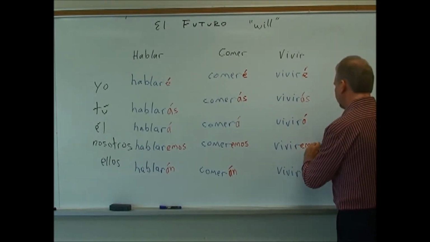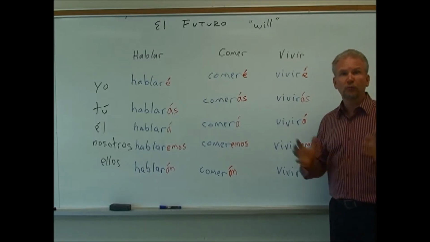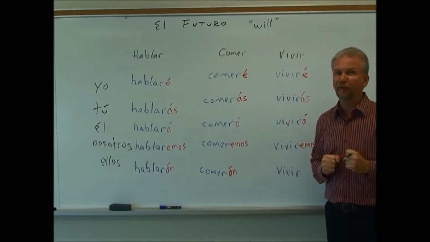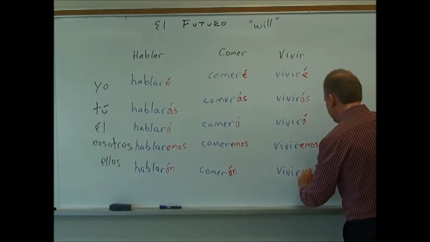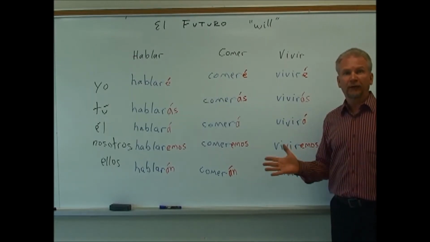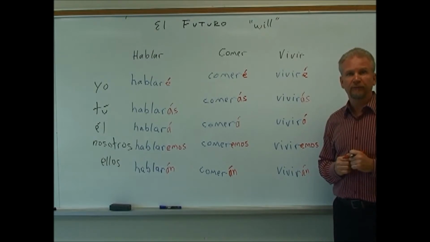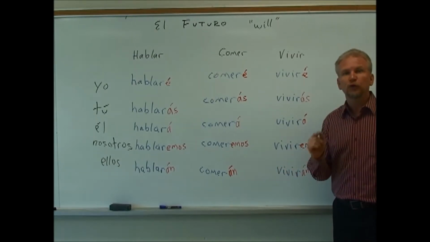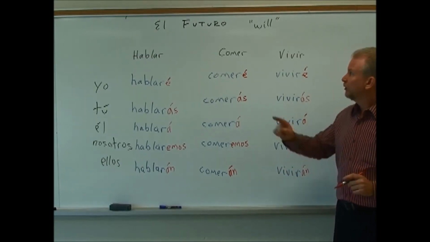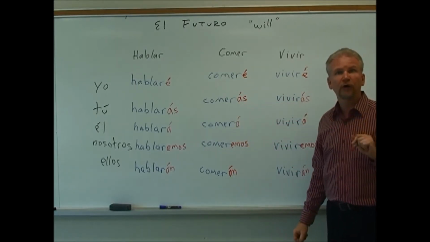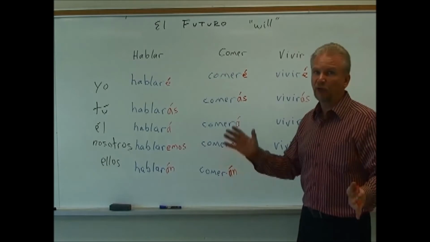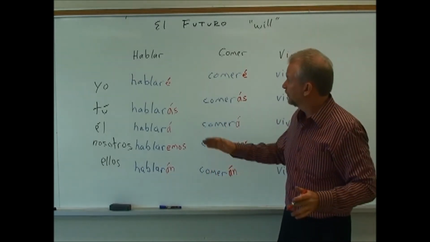Nosotros viviremos muchos años. We will live many years. Y ellos vivirán. They will live. Pretty simple. You must remember, though, to completely write the verb down before putting the ending. Otherwise, you could be mixing the tense.